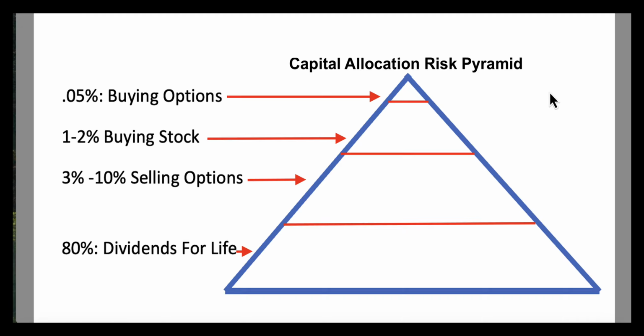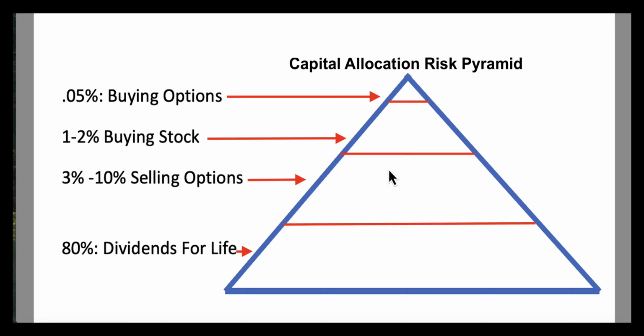The next riskiest strategy is simply buying a stock on a directional trade, anytime, whatever, buying a stock: 1 to 2% of your capital. Going back to buying options, I've seen people use 5 to 10%. And that's just the number one way to blow up your account because the odds are against that trade working. So the riskier it is, the less money you want to allocate to it. 1 to 2% for stocks.